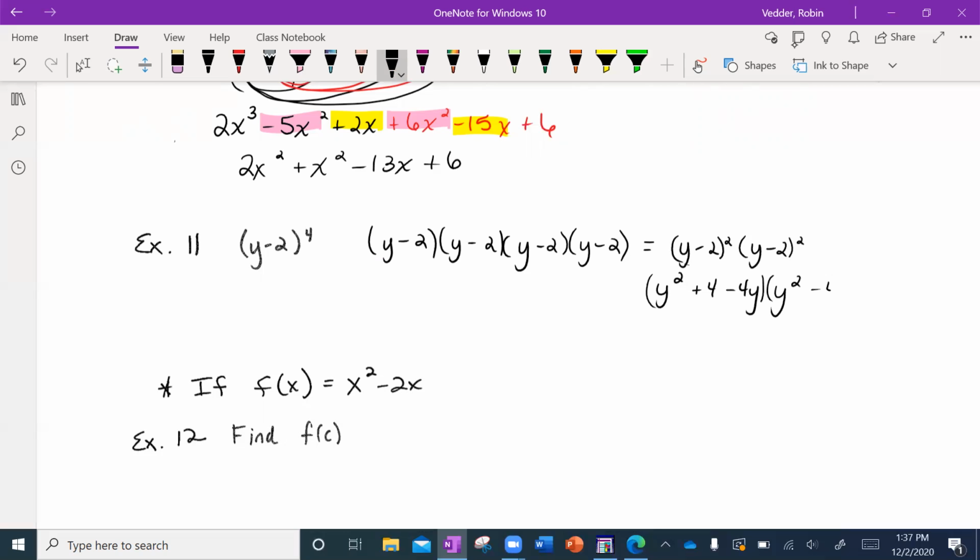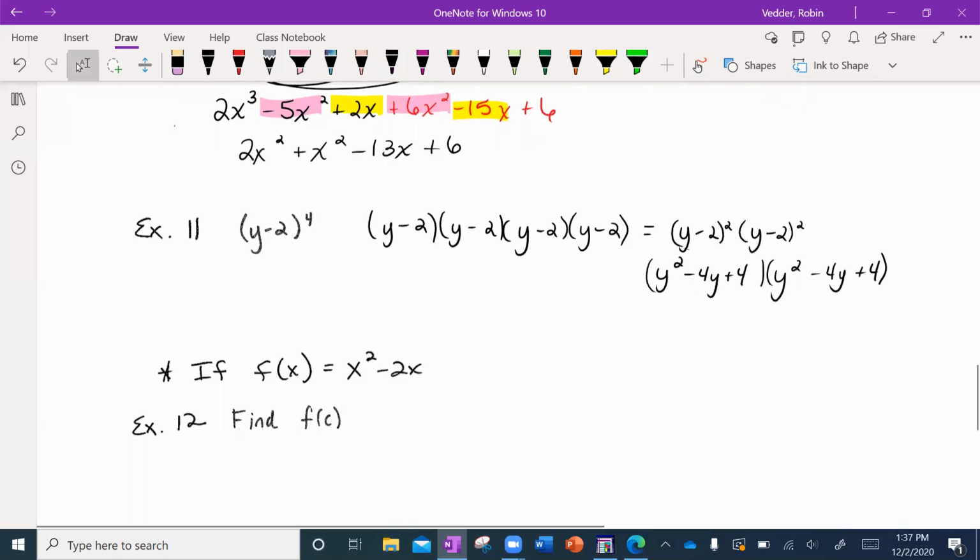Now I am going to rearrange the order because I like to have them in order. So I'm just going to switch around these two middle ones. And then I'm going to go ahead and distribute the y squared to all three, the negative 4y to all three, and the 4 to all three. So everything in the first parentheses gets multiplied by everything in the second parentheses.